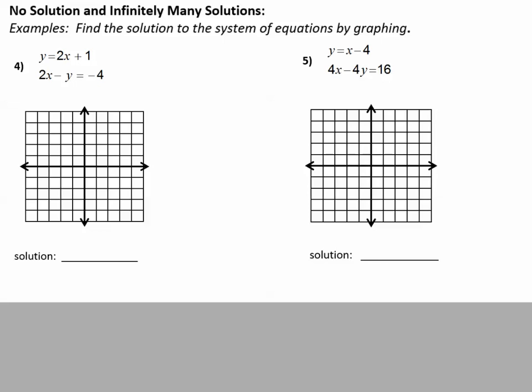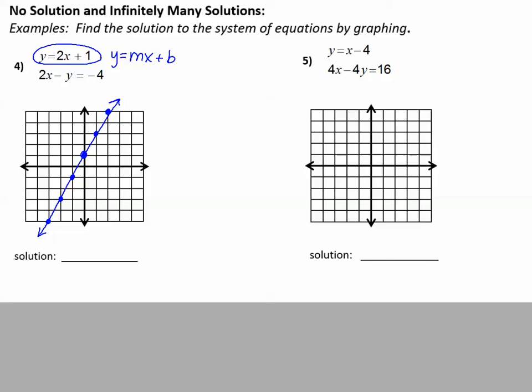Let's take a look at a couple more. Find the solution to the system of equations by graphing. So same thing we did before. Let's begin with this equation that's in slope-intercept form, y equals mx plus b. The b is positive 1, and the slope is 2 over 1. So from here, up 2 over 1. And we'll keep going and go backwards. Down 2, backwards 1. And continue. Find our straight edge and connect the points.